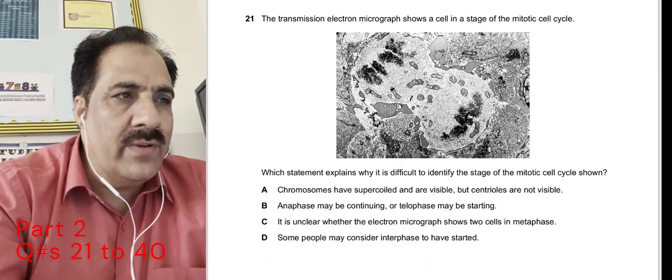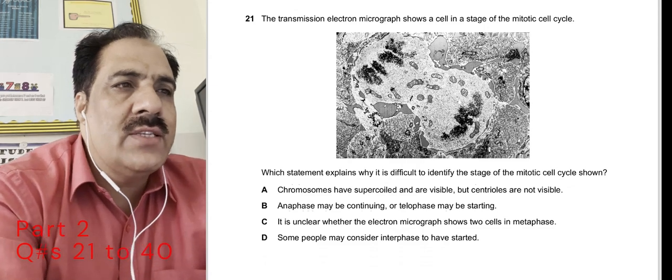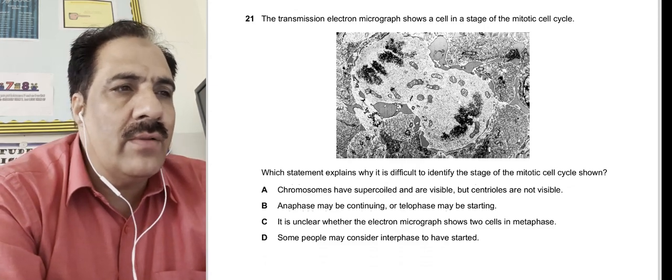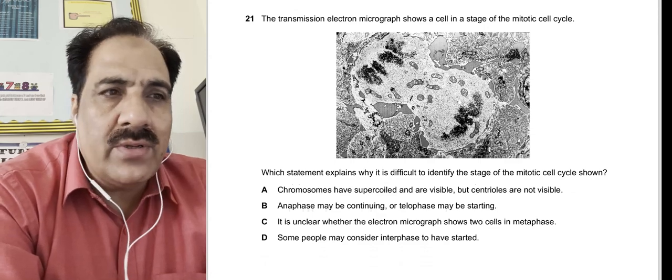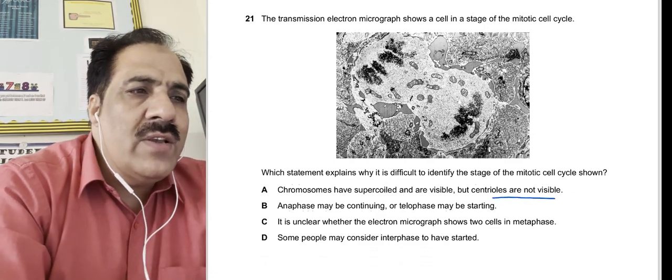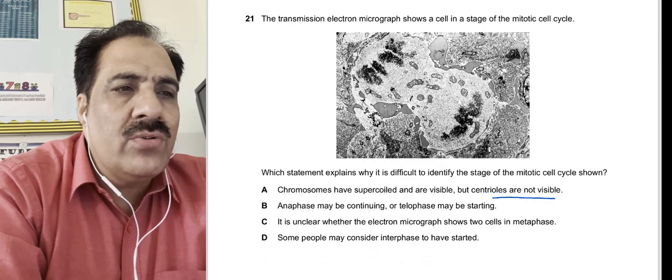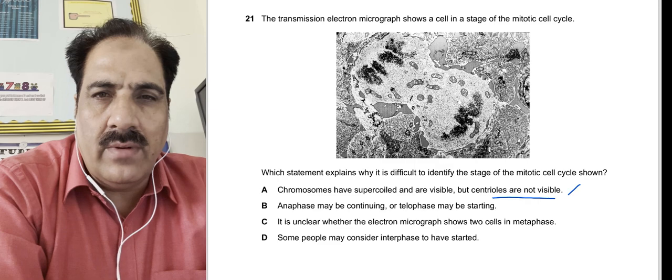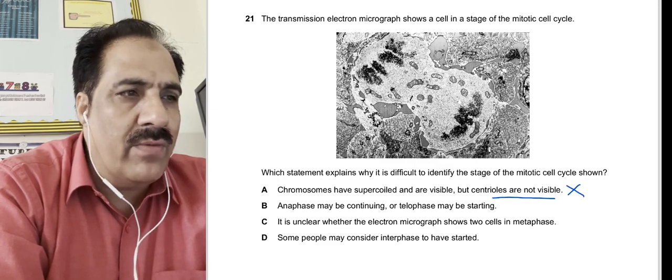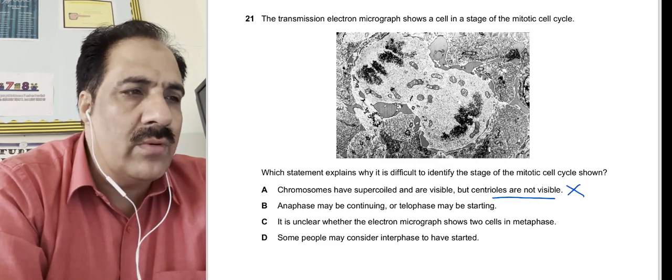So question number 21, the electron micrograph shows a cell in the stage of the mitotic cycle. Which statement explains why it is difficult to identify the stage of the mitotic cycle shown? Chromosomes have supercoiled and are visible, but centrioles are not visible. We cannot see chromosomes anywhere in this photomicrograph. That means this option is wrong.